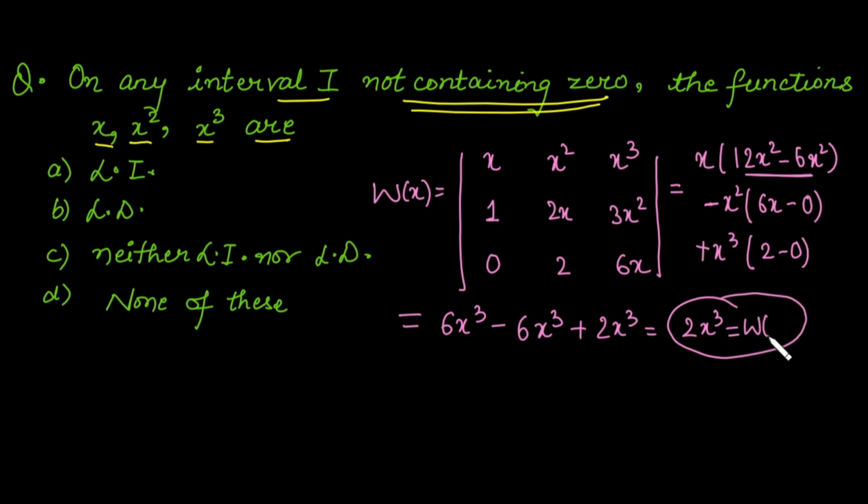So we want linearly independent functions, so in that case the Wronskian should not be equal to 0, and it is 0 only for x equal to 0. And even in the question it is given that it does not contain 0. So this quantity cannot be equal to 0 because we are not taking x equal to 0. So clearly we can say that the Wronskian is not equal to 0 for any value of x, and therefore the functions are linearly independent.